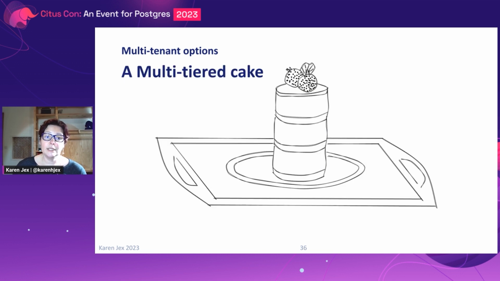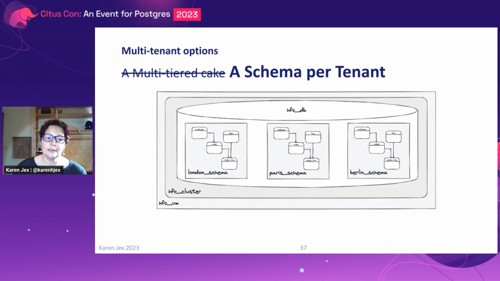We could create a multi-tiered cake, or one schema per tenant. So here we've got just a single server, a single Postgres cluster, a single database, and we've created a schema per tenant.